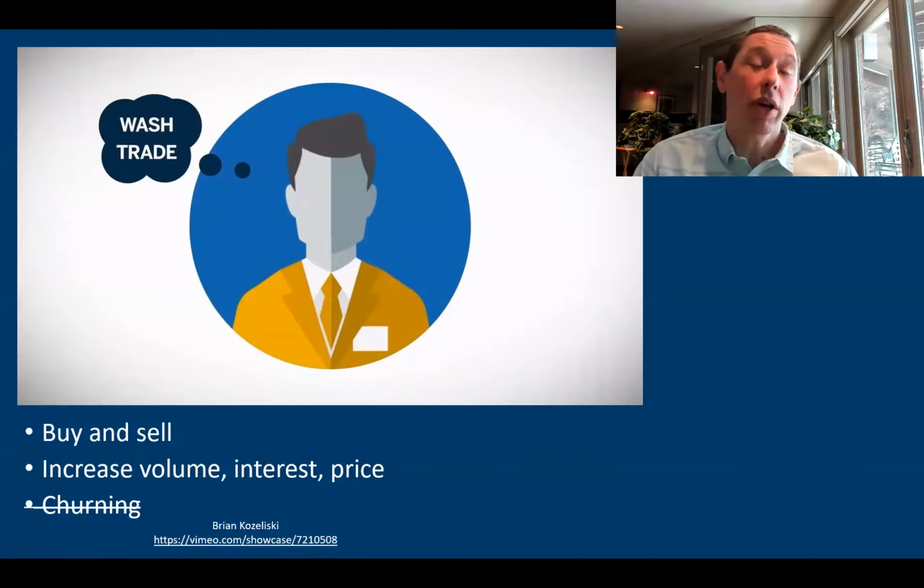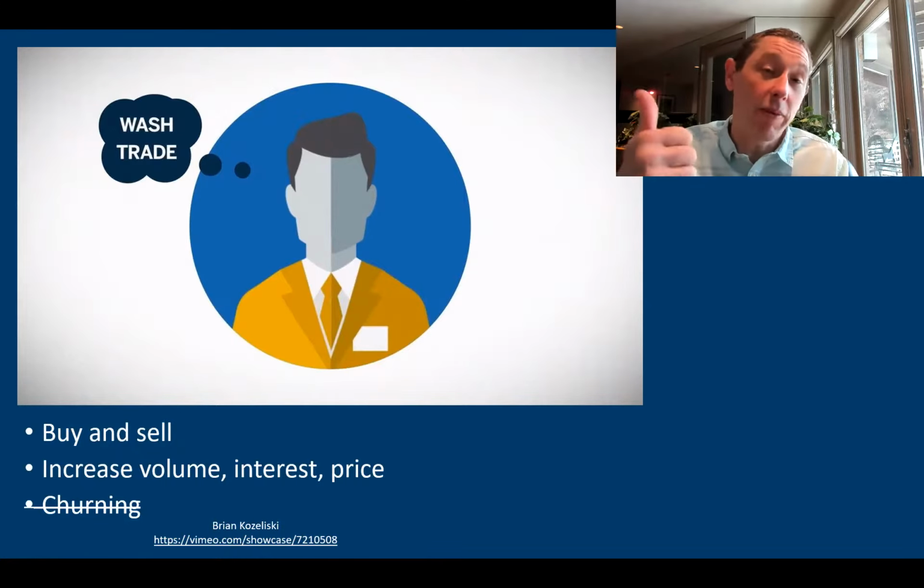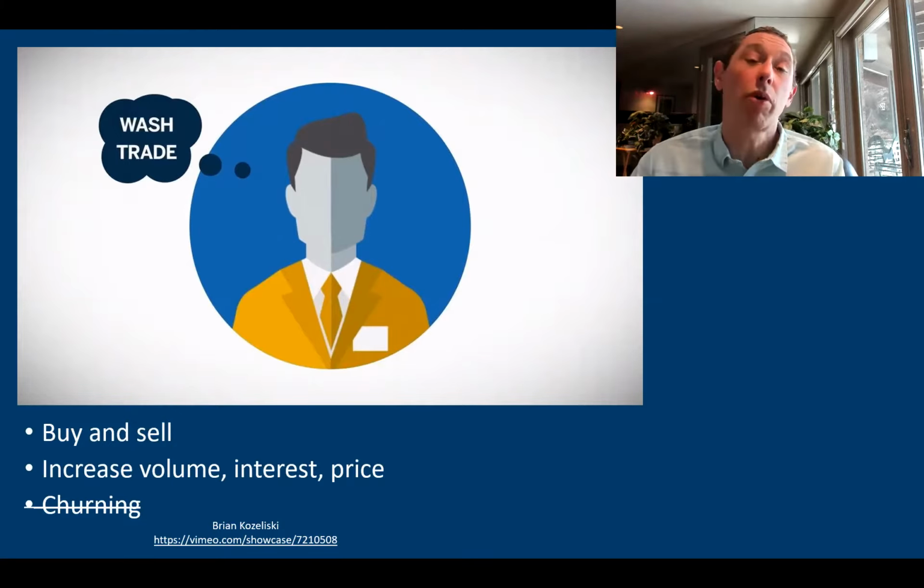There's a wash trade. Now, this is similar to churning, but here you're actually executing the trade. So again, lots of buys and sells that you actually execute. You're not canceling them. Again, drive up volume, which then hopefully drives up interest in the stock, and then hopefully drives up the price in the stock.